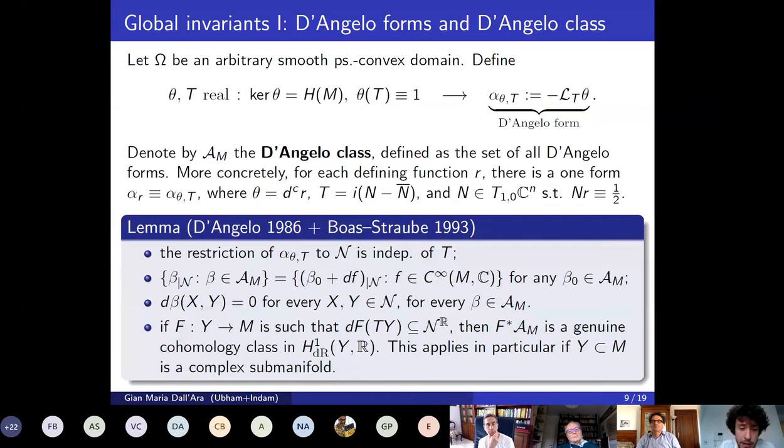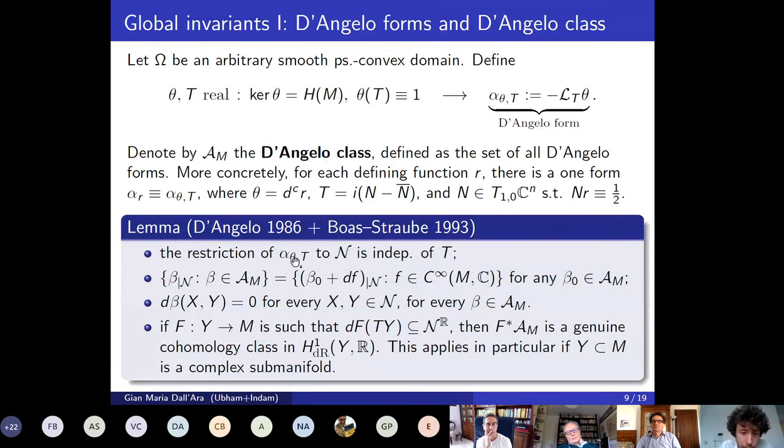And now the key basic result in this theory of D'Angelo forms comes from a paper of Boas and Straube. Something was already contained in the paper where D'Angelo introduced this form, but he made quite limited use of it. These are the main basic properties of the D'Angelo forms. First of all, when you take one of these D'Angelo forms, alpha theta of T, its restriction to the Levi null distribution is independent of the choice of T. Since we are going to be interested only in the action of these one forms on the Levi null distribution, T will be an irrelevant variable. So for any choice of theta, we will have a one form.